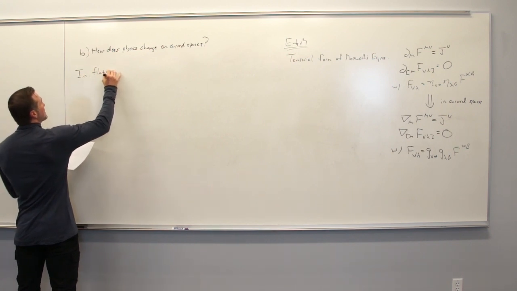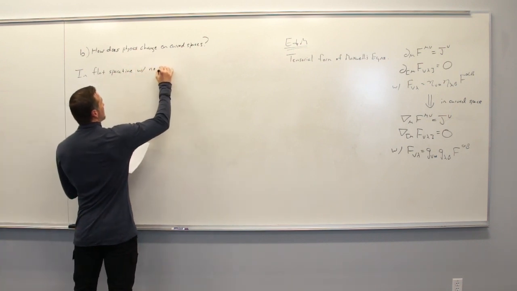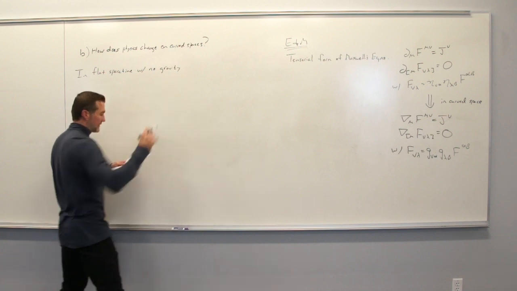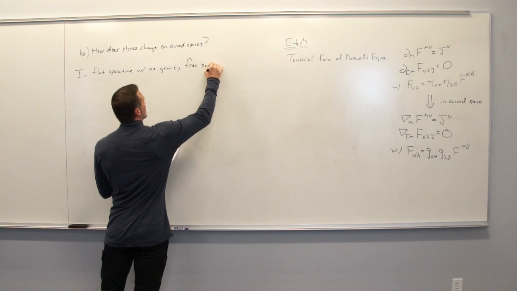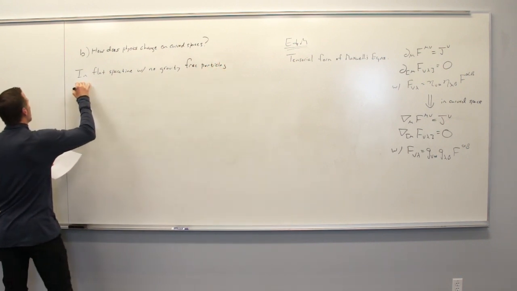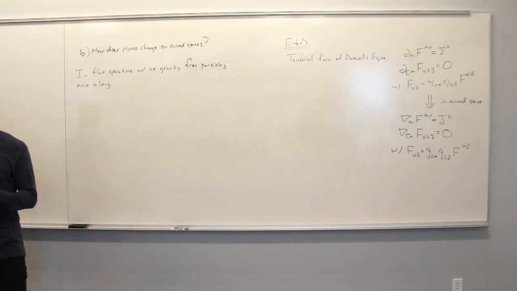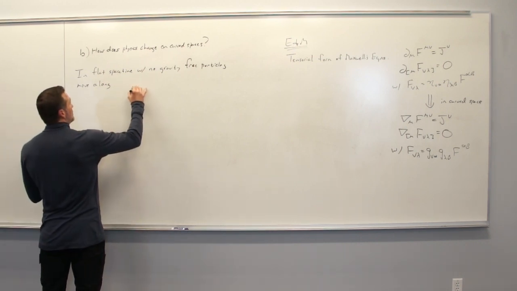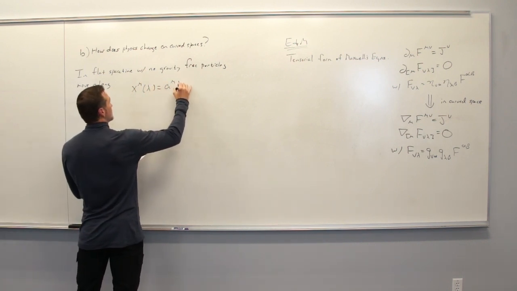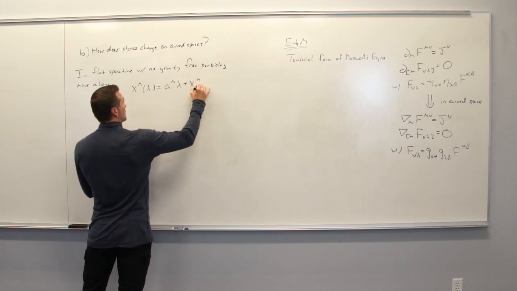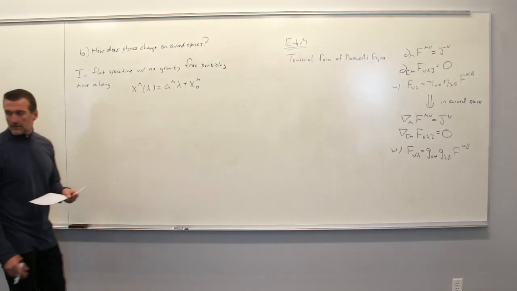In flat space-time, granted with no gravity, because flat space-time has no gravity, free particles move along what kind of trajectory? Straight line. So the path of a particle looks like this.